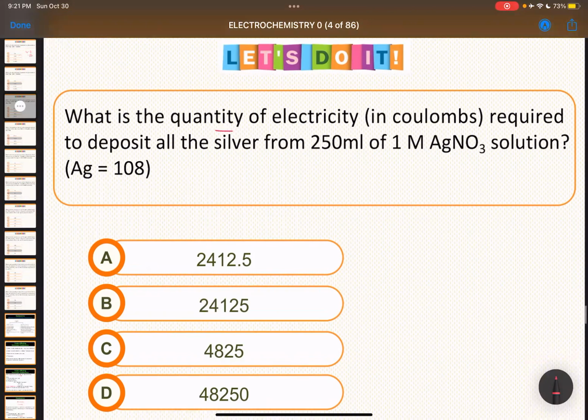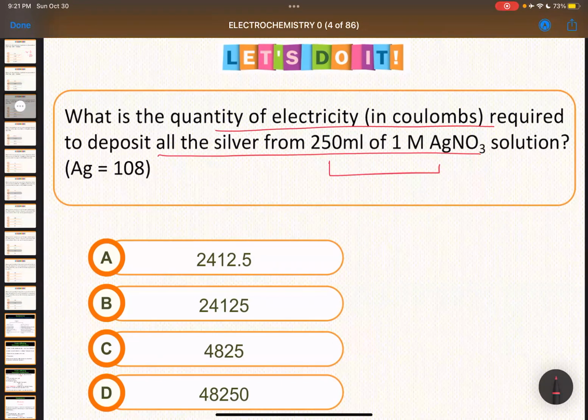How much electricity is required in Coulomb to deposit all the silver present in 250 ml of 1 molar solution? So what is the mass of silver which needs to be deposited? First we need to check that.